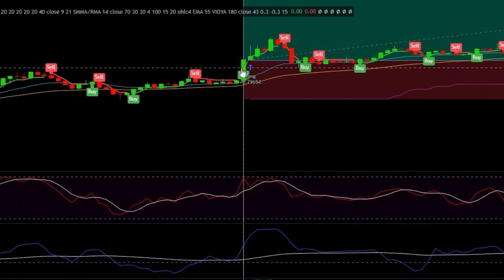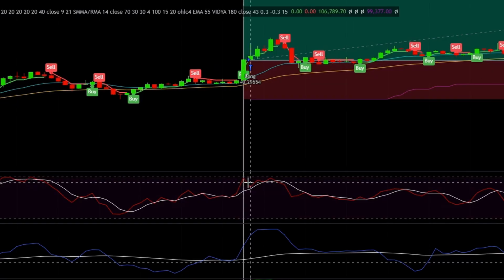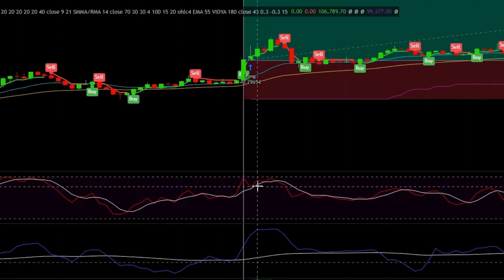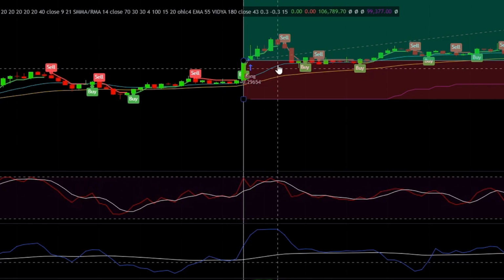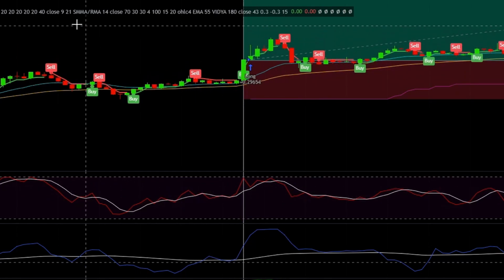So on the entry signal candle, this one, the stochastic was at a 97.58 level, which is just under the 100 limit. And it was above the stochastic D line, which is this white line. So that is a valid long entry.